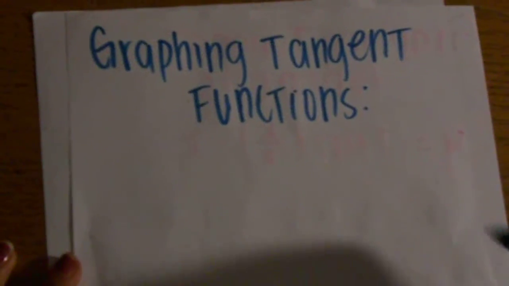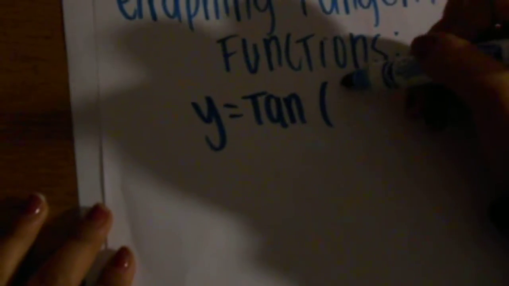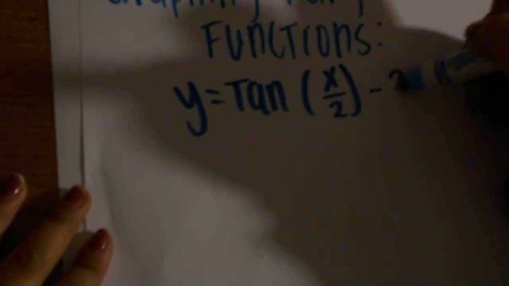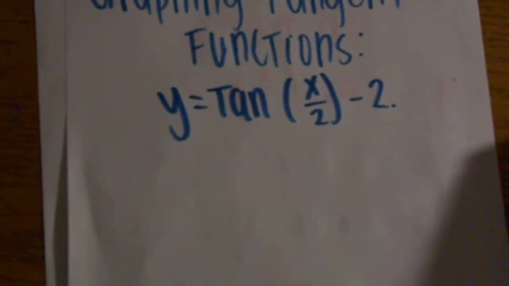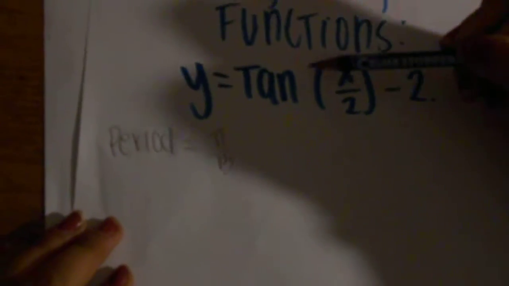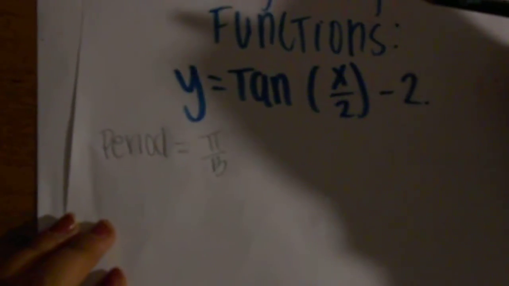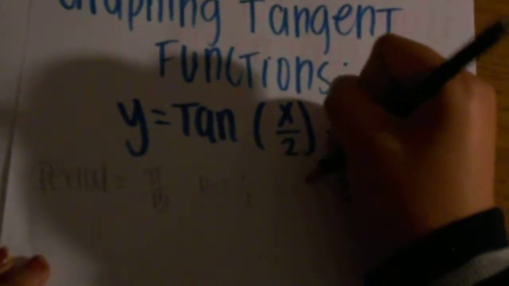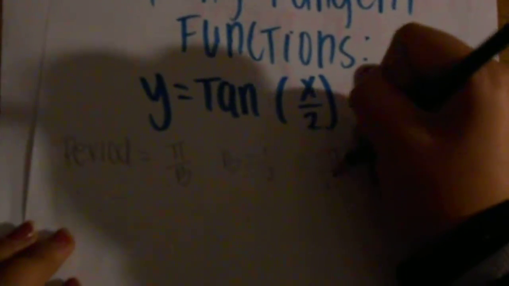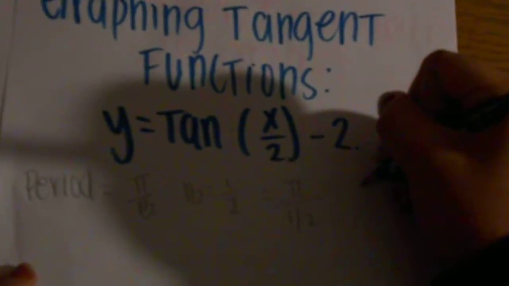Our function is y equals tangent x over 2 minus 2. First we need to find our period. Our period is pi over b, b being the number in front of x, which is 1/2. Then you'd get pi over 1/2, which equals 2 pi.